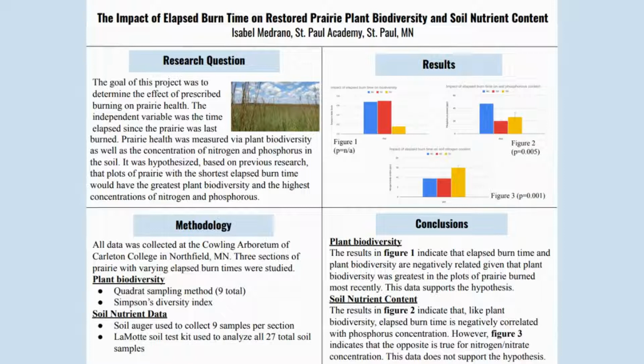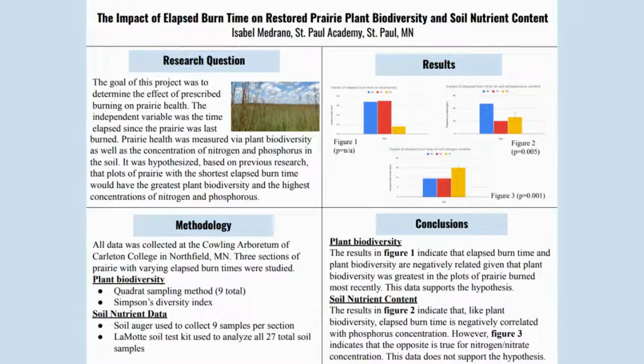As you can see from my results, in terms of plant biodiversity, the plots of prairie that were burned most recently had the greatest amount of plant biodiversity. And the same was true for the phosphorus concentration in Figure 2. As you can see, the plot of prairie burned most recently had the greatest concentration of phosphorus.